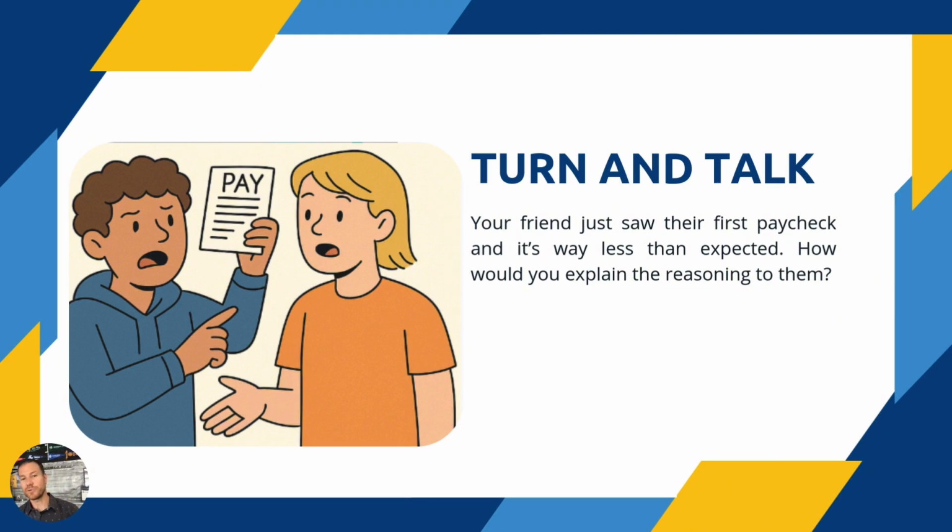Now that we've gone through the paycheck and you filling out your entire pay stub to get you to that bottom line paycheck, I have students check for understanding by turning and talking to their table mates. And this is the prompt. Your friend just saw that their first paycheck is way less than expected. How would you explain the reasoning to them?